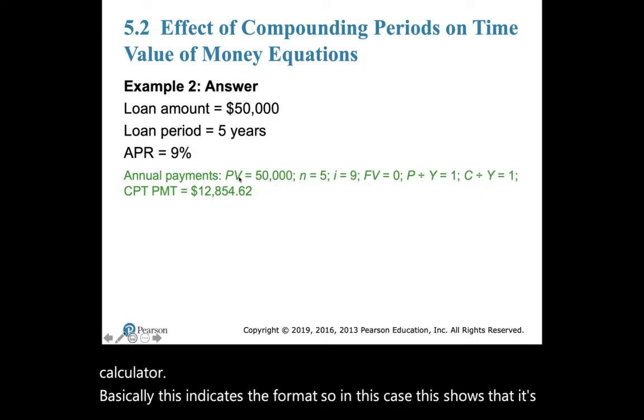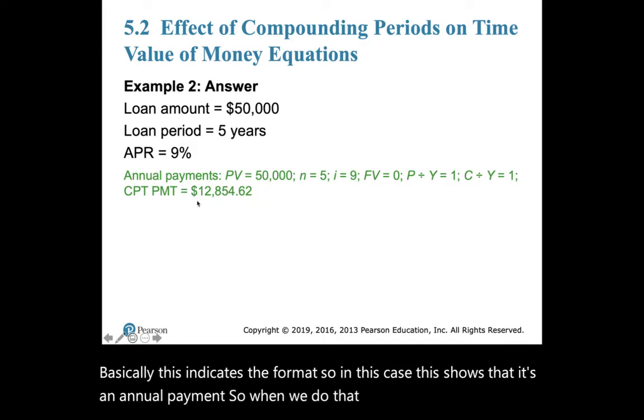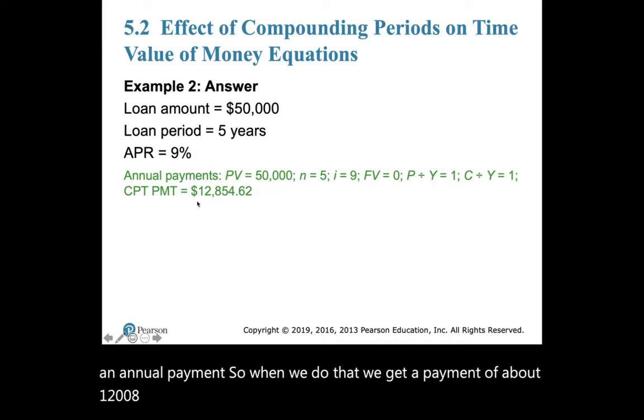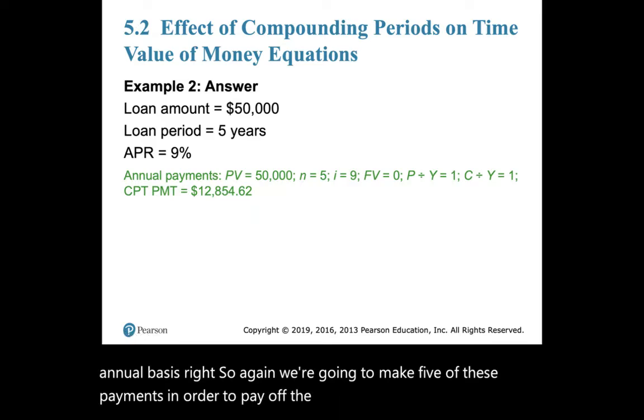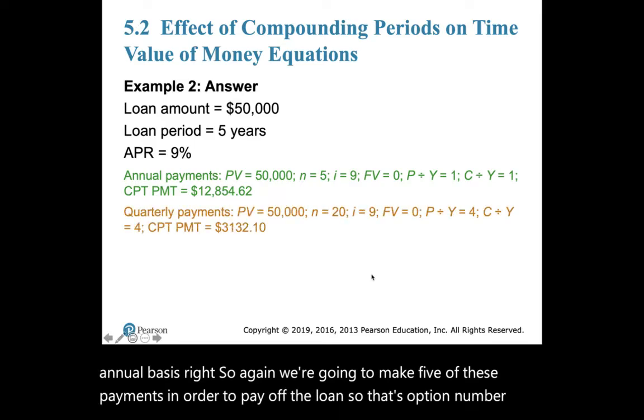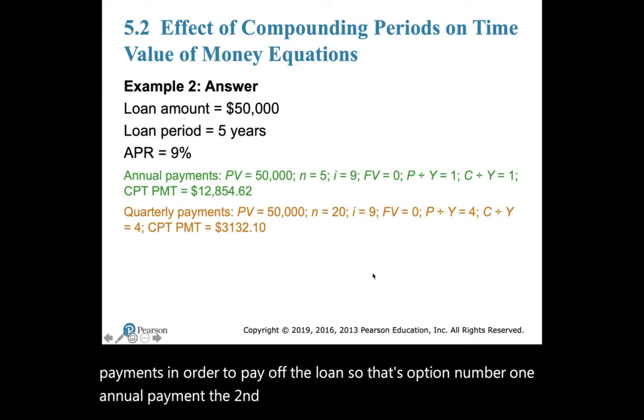Okay, so when we do that, we get a payment of about $12,854.62. Okay, so that's the payment that we have to make on an annual basis. All right. So again, we're going to make 5 of these payments in order to pay off the loan. So that's option number 1, annual payment. The second option, okay, so we have the, call it, orange.